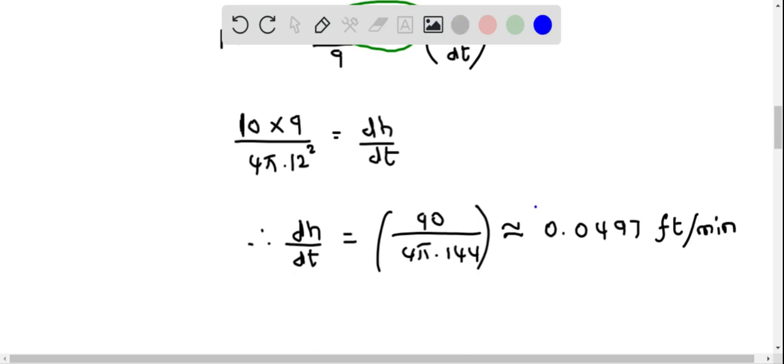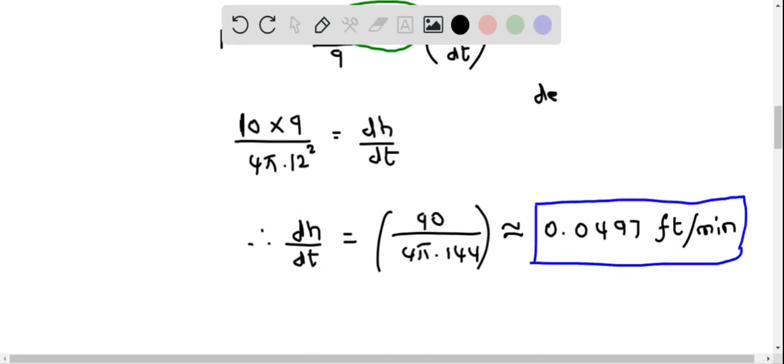So we see that the depth of the water is increasing at 0.0497 feet per minute.